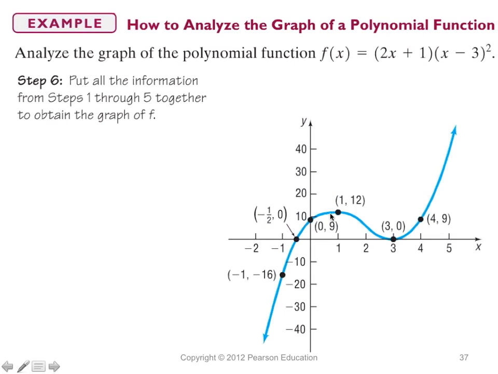And again, you can also pick some extra points just to get a nice smooth curve. It looks like they found a point at (-1, -16) and (1, 12) as well. And (4, 9). So you can see just a little bit more what this looks like and make sure that you didn't mess up any of the steps.